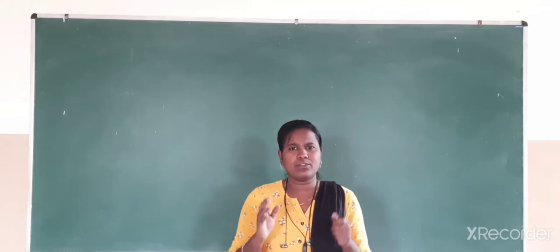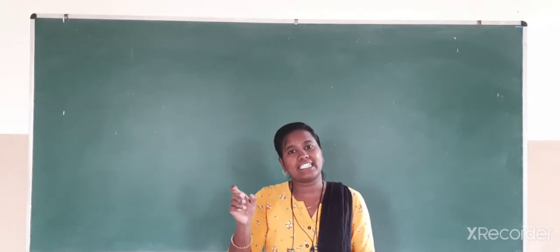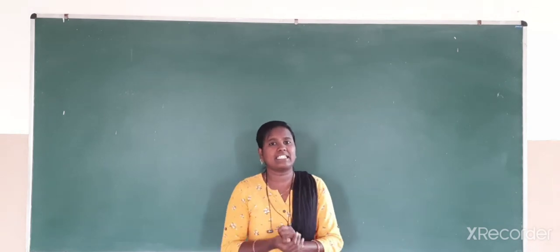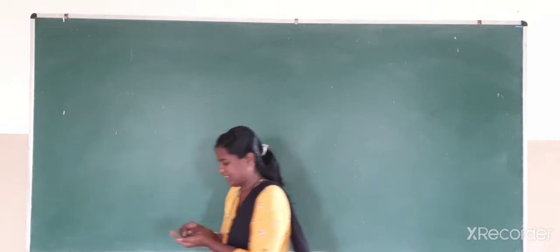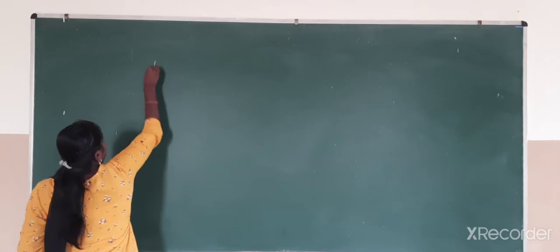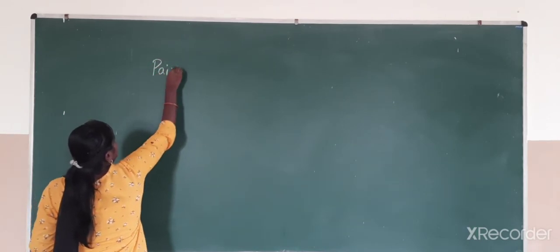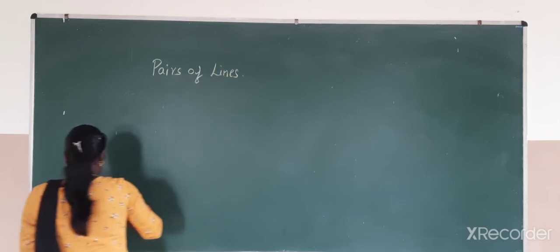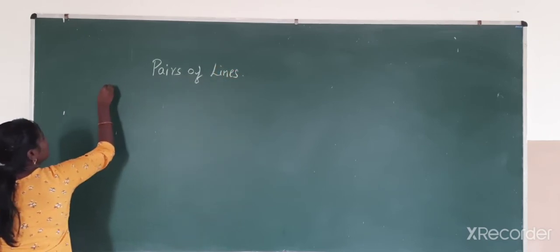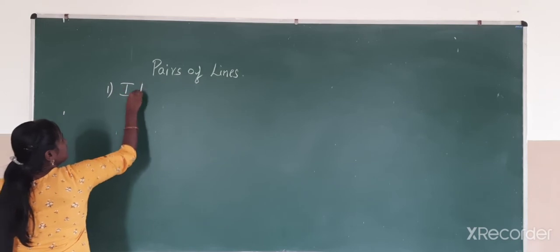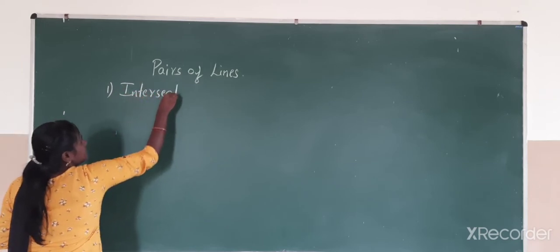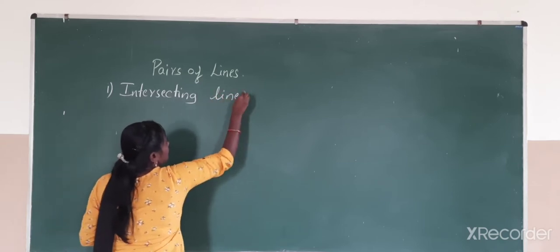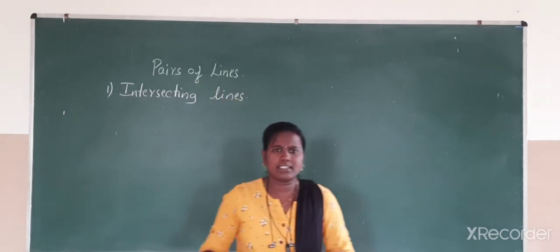Many times we have used the word intersecting. The lines are intersecting. Then what is the meaning of intersecting lines? Yes, let us see that. So it is pairs of lines. In this we are going to learn about the intersecting lines.